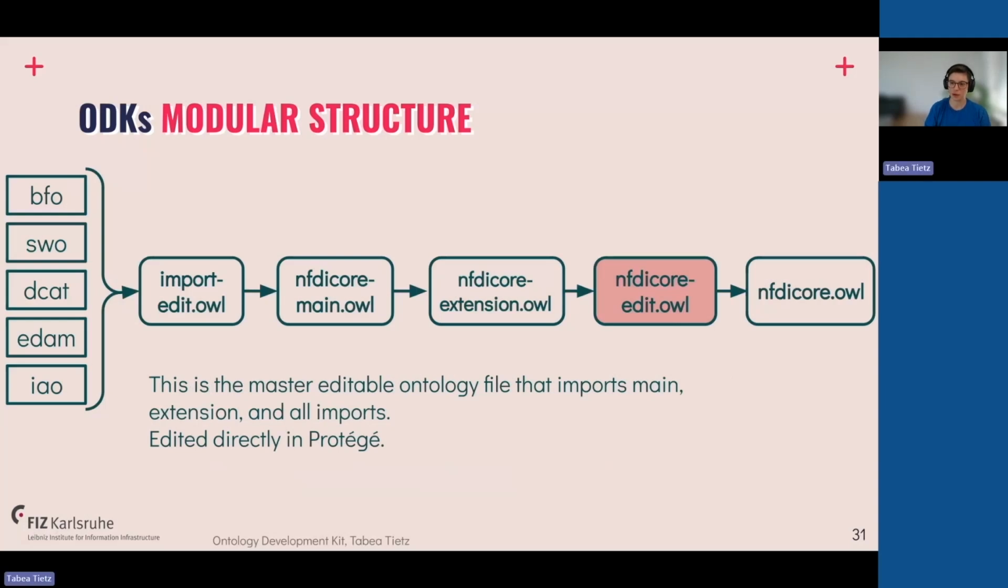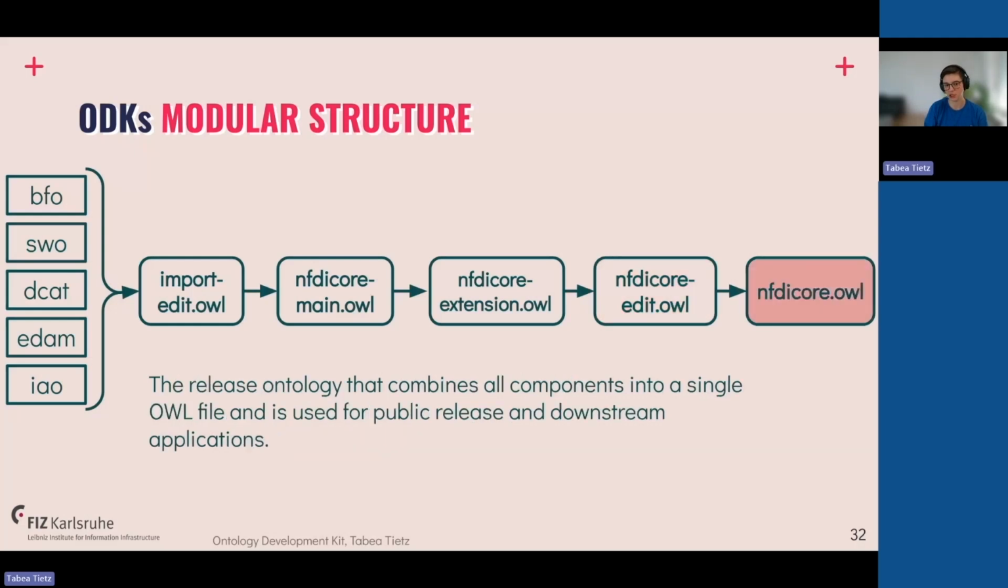Then this I already talked about, the edit OWL, and this is this editable ontology file that imports the main extension and all of the imports, and this is the one that we use directly in Protégé. And then finally the one that we ship, the release ontology file that combines all of these components and is used for public release in the end.